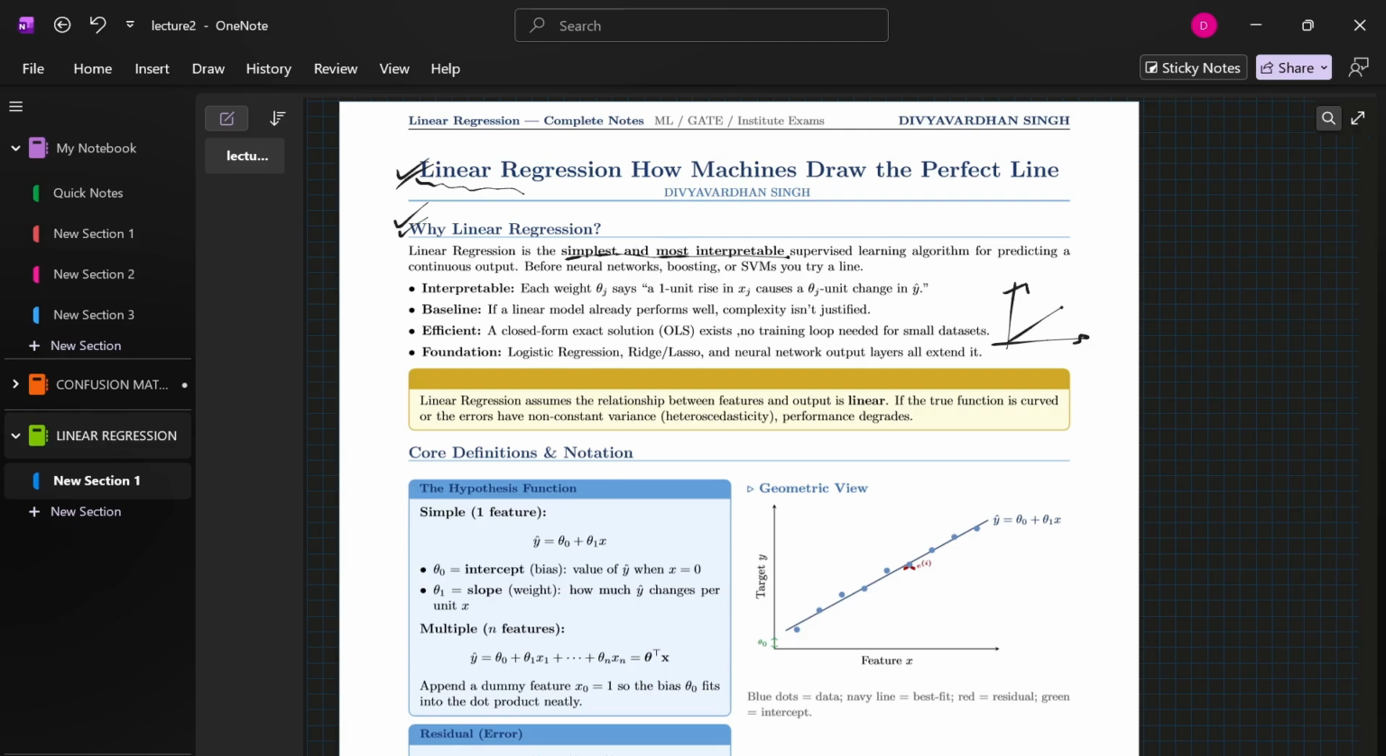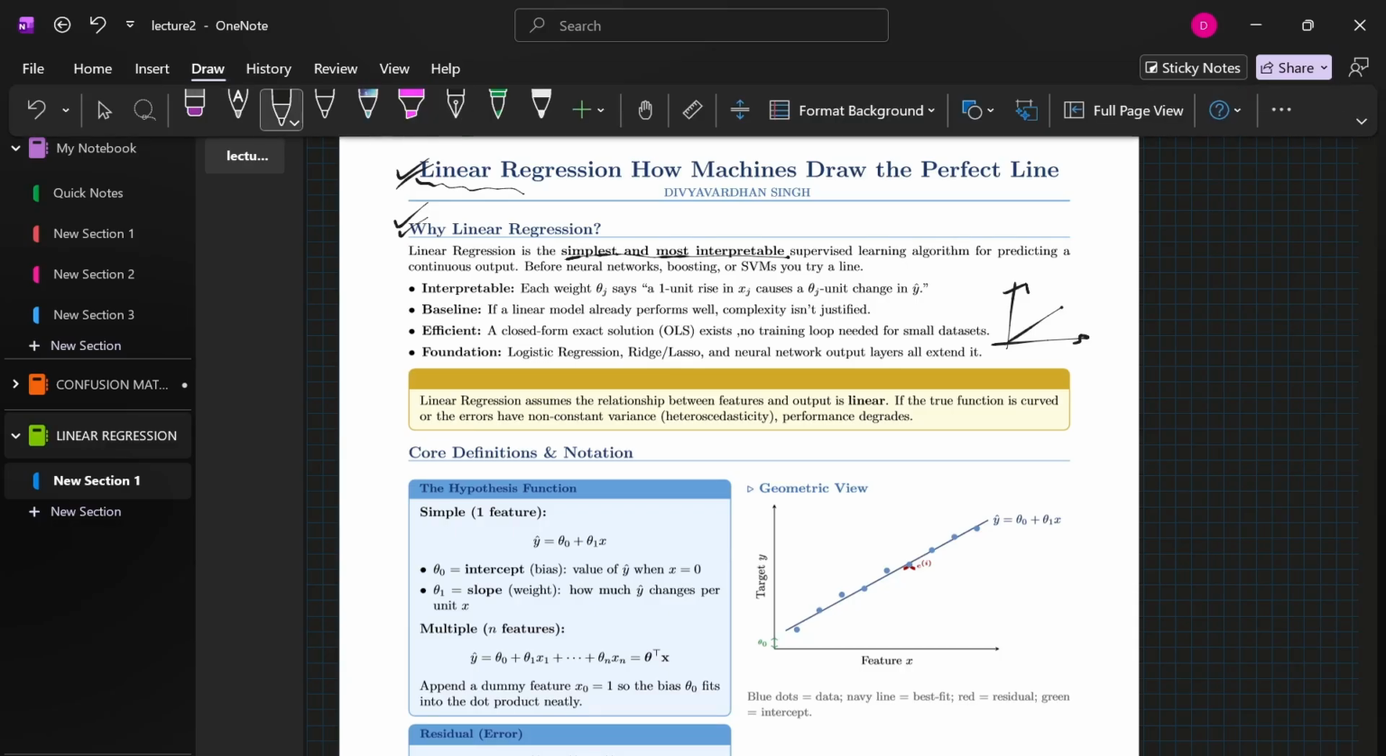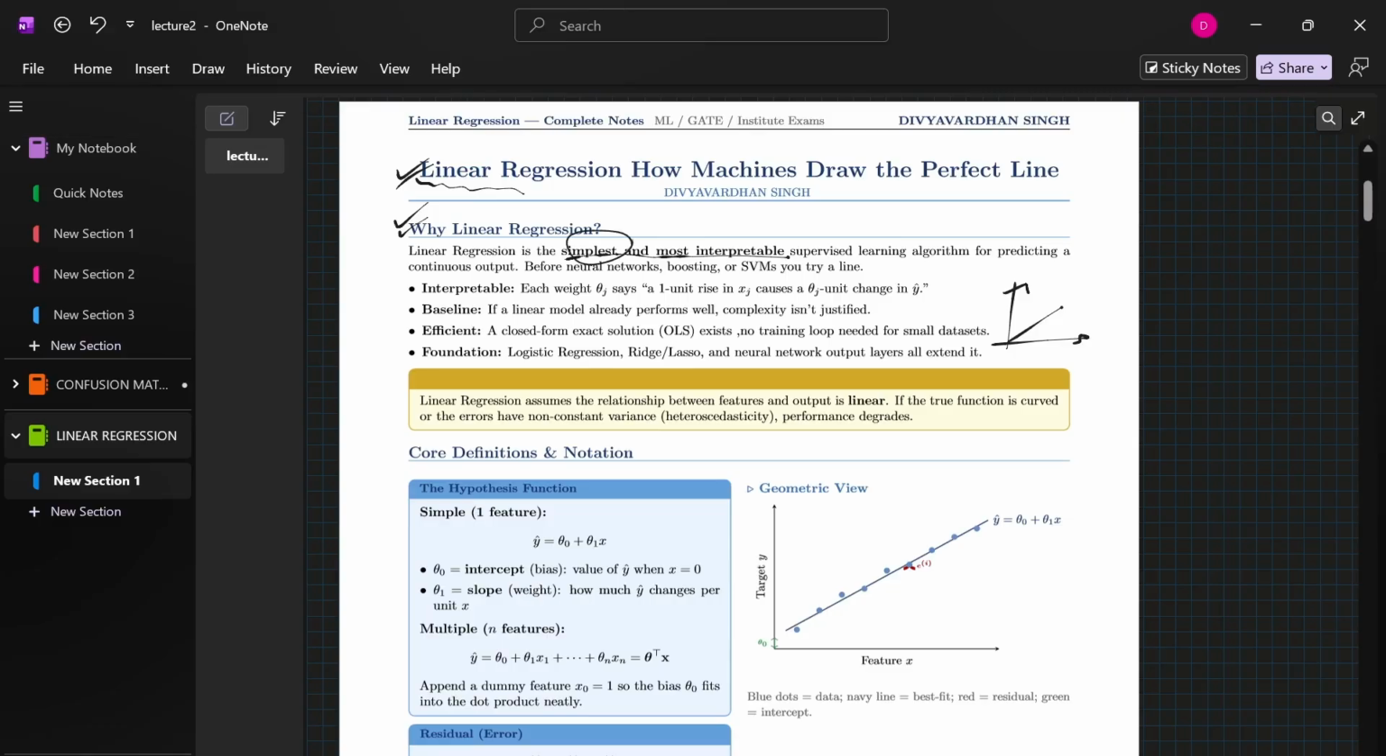Linear regression is your first tool to compute and to train any model. Before you throw a neural network at a problem, you try a line. If a line works, then you are done with that. Complexity isn't free. It costs you interpretability, computability, and explainability. Okay, so now let's talk about each of the points one by one.